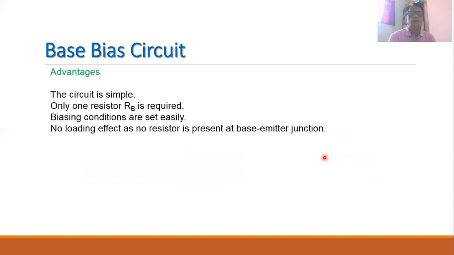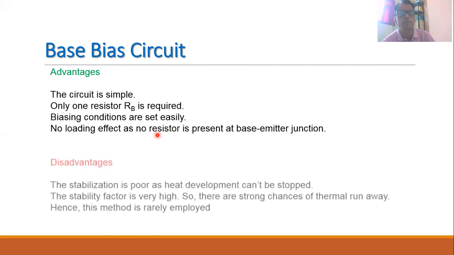As I said, the base bias circuit is one of the simplest types of circuit, and only the resistance RB is required and another resistance RC is required. So we require only two resistances. By using this circuit, we can easily set the biasing conditions and there will be no loading effect, as no resistance is present in the base emitter junction. So these are the advantages of using the base bias circuit.